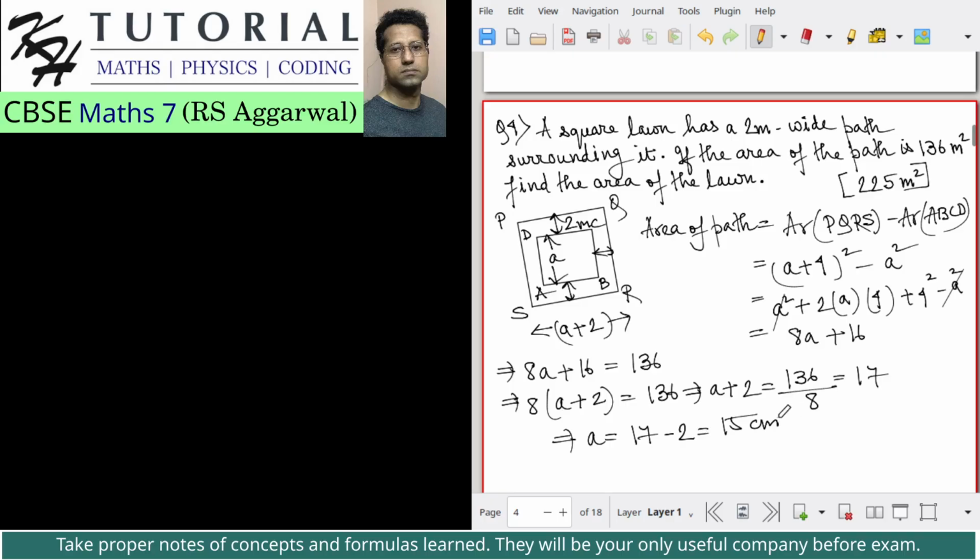So the length of each side of the square lawn is 15 centimeter. So therefore area of ABCD, that is the square lawn, will be equal to a square, which is 15 square, which is 225 centimeter square. Okay. Let's see the next problem.